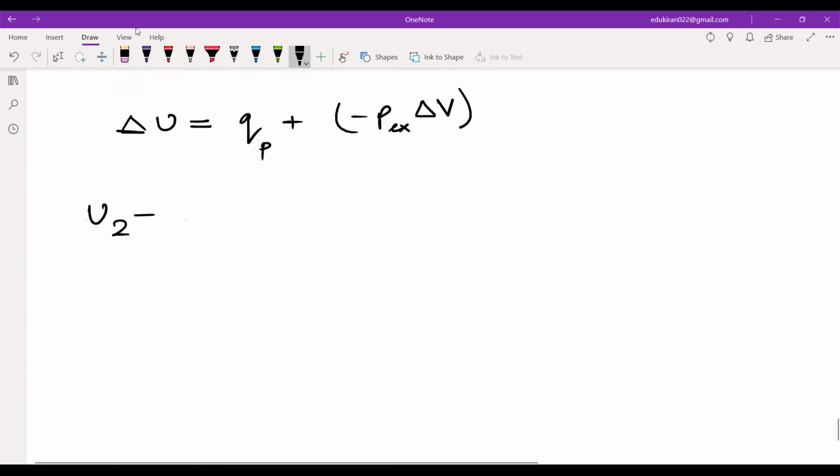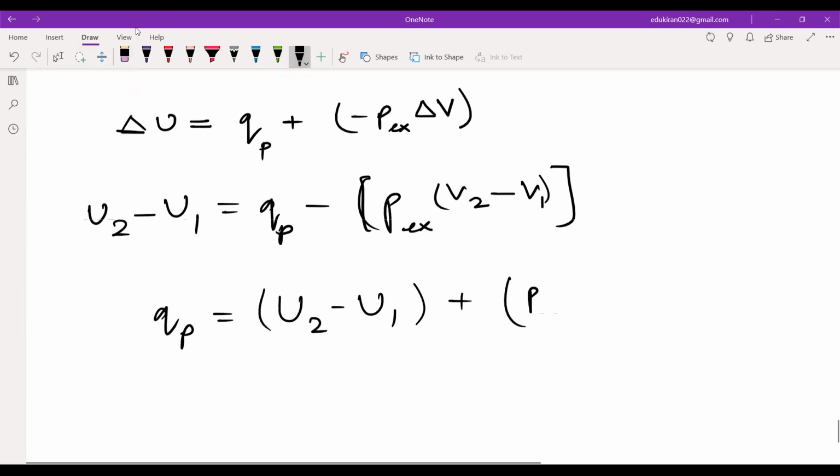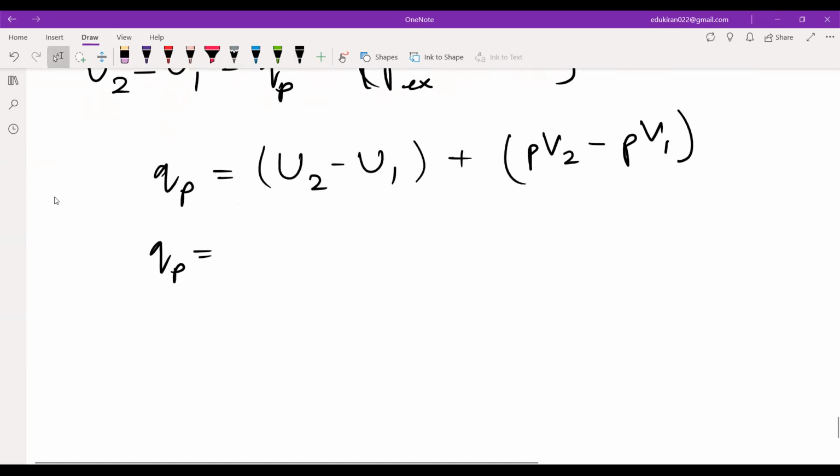Let me first write this as U2 minus U1 is equal to QP minus P external times V2 minus V1. Now this will be all fine. Then I can write QP equal to U2 minus U1 plus P external times V2 minus V1, that is PV2 minus PV1. So QP equals U2 minus U1 plus PV2 minus PV1.